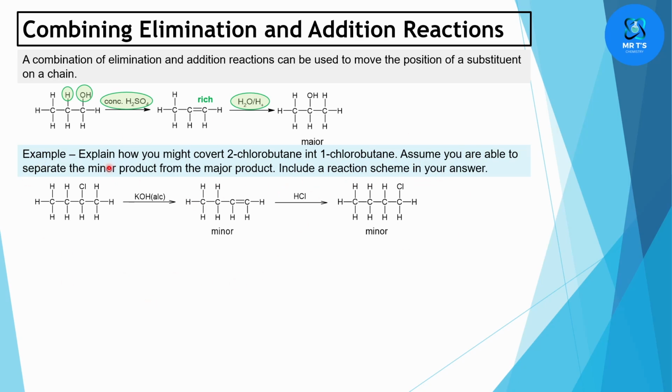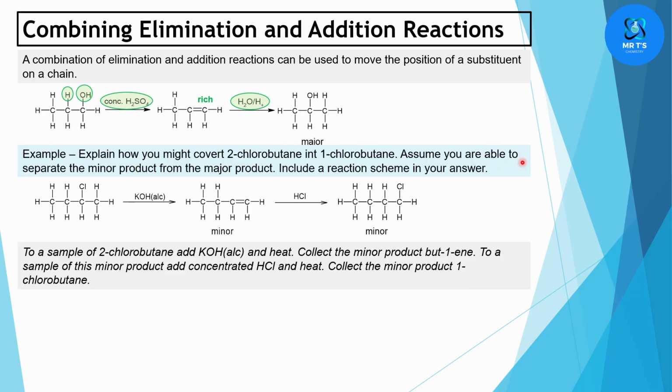The question also said to explain how you might convert, so I need to explain this as well as drawing it. To a sample of 2-chlorobutane, I added potassium hydroxide in alcohol and heated. I collected the minor product, and then to a sample of this minor product, I added HCl and heated and collected the minor product again.